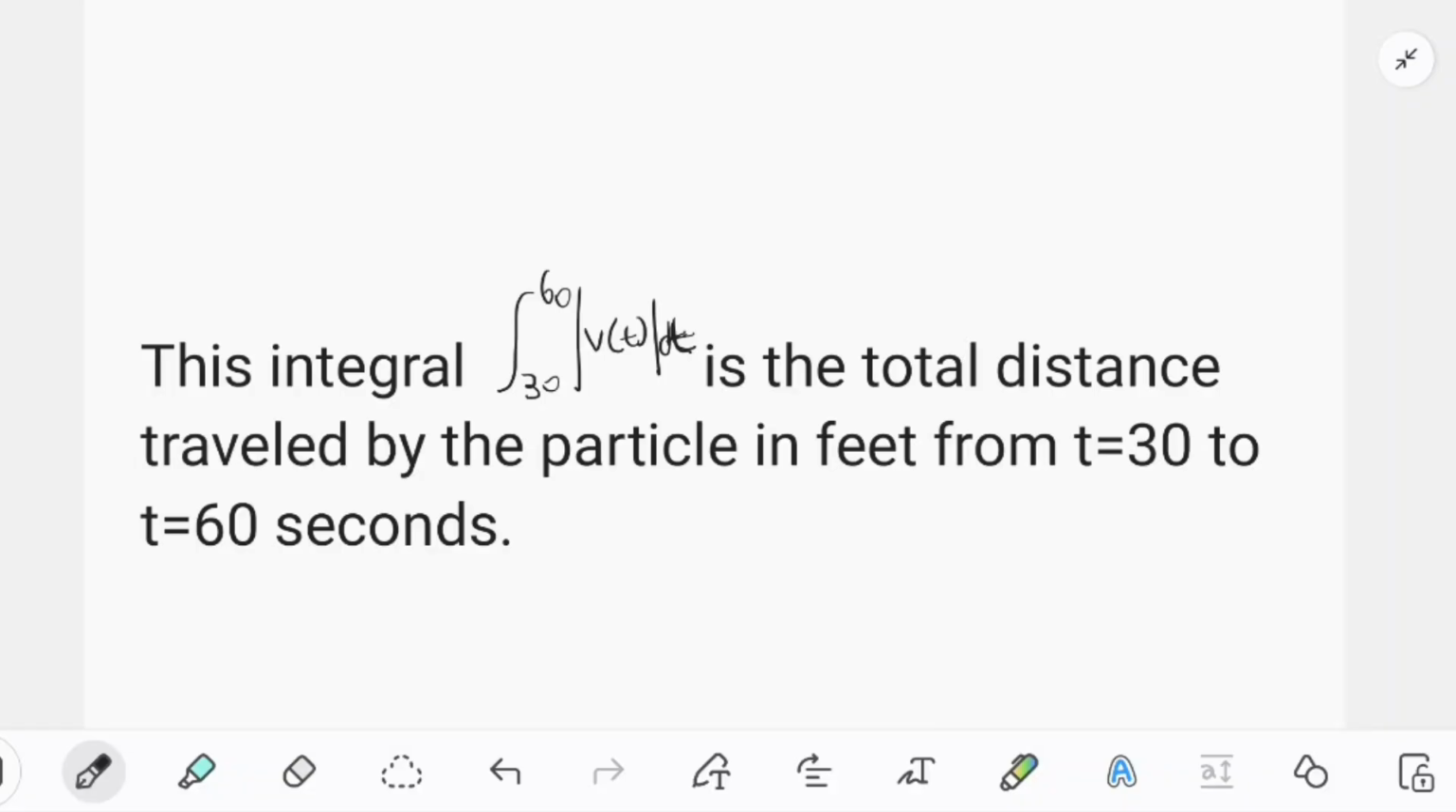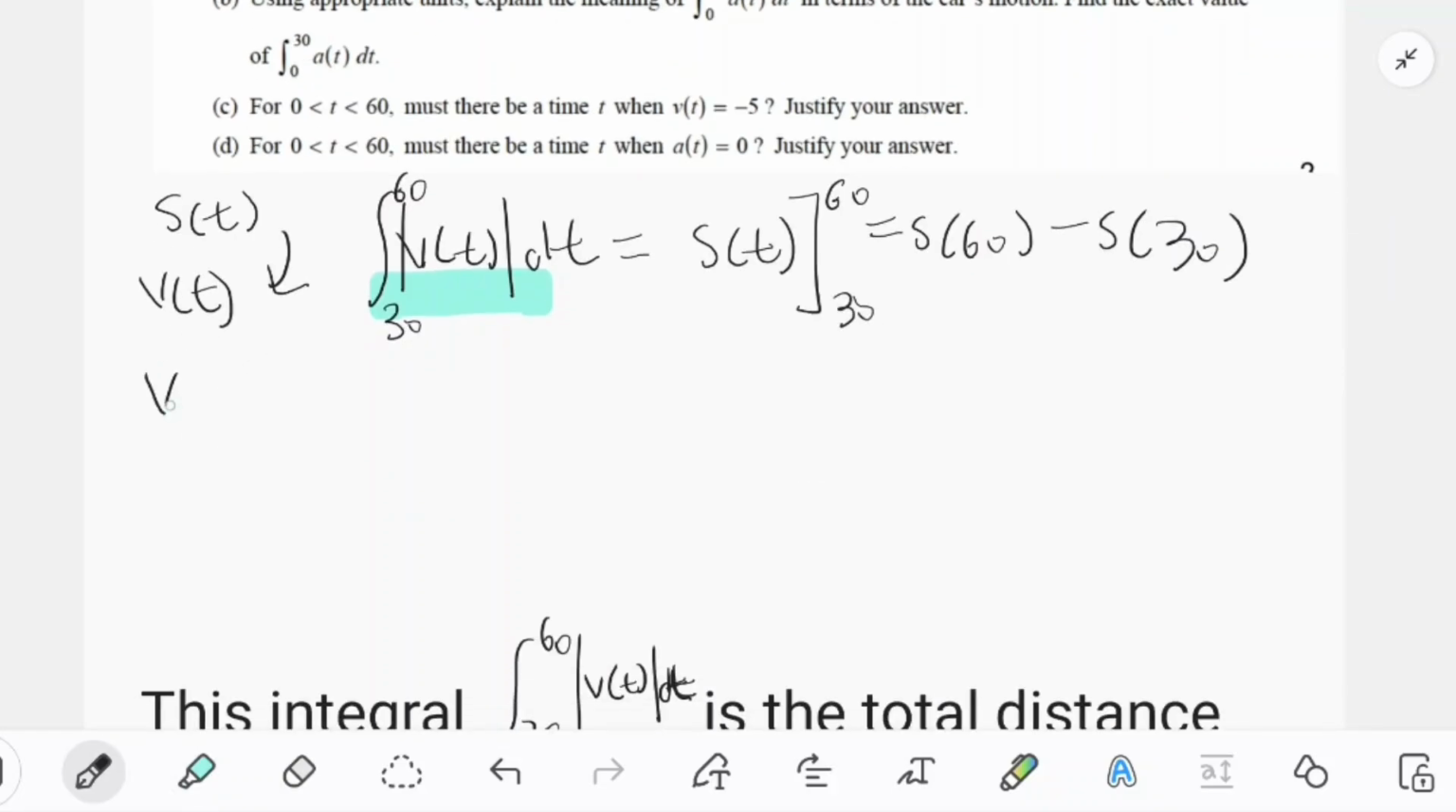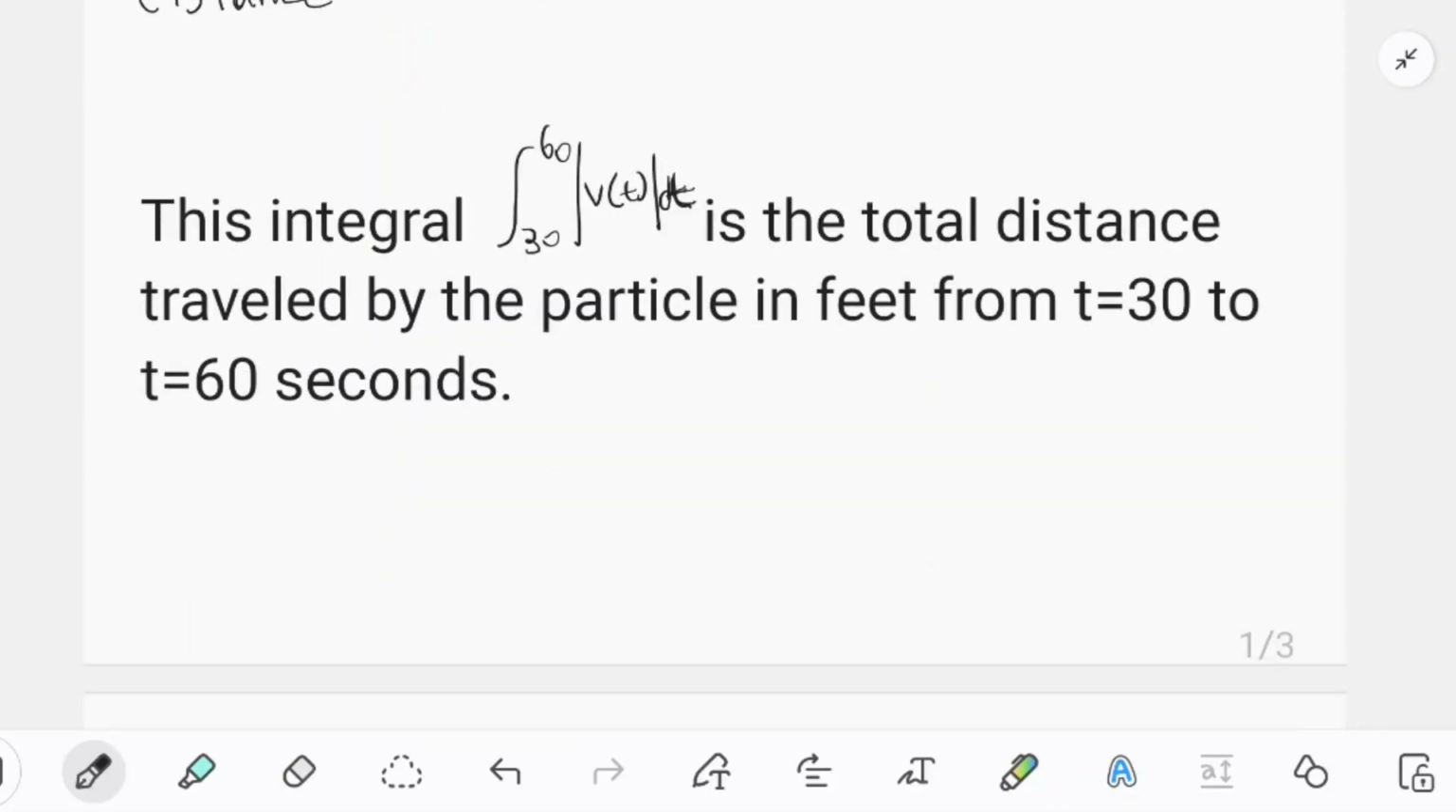Keep in mind that this is a simplified approach to solving the problem to make it easier to understand. The integrand v of t is an absolute value because velocity is either positive or negative, while distance is not. Regardless of the sign, we want to know the magnitude of the velocity to determine the total distance.